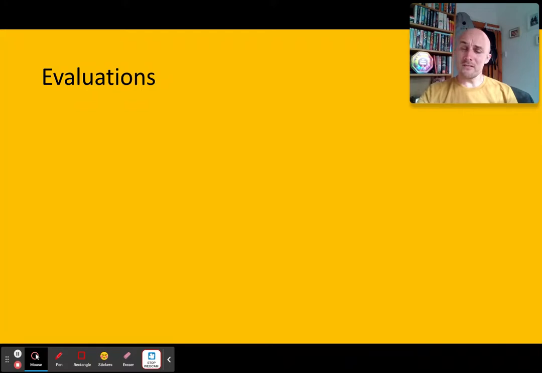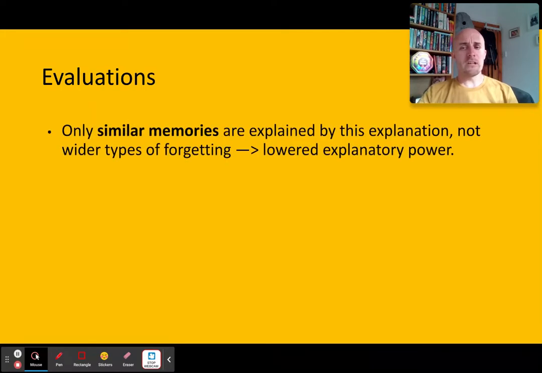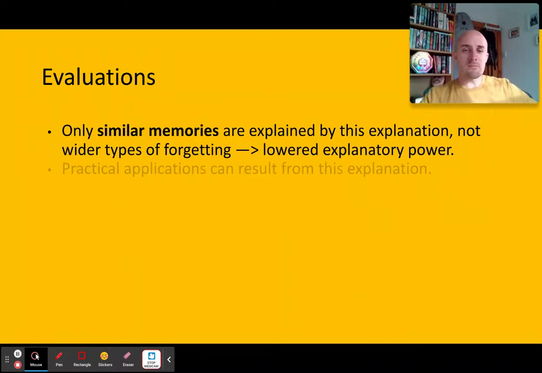Now, in terms of evaluations, I apologise for the matching of my mustard shirt with this mustard slide, but there are some good evaluations here. The problem with interference is it only explains similar memories. Right? It doesn't explain why you don't know where your keys are. It doesn't explain why you forgot you walked into a room. It doesn't explain why you can't remember things when you're sober after being drunk. It doesn't explain that at all. So therefore, it does have lowered explanatory power.